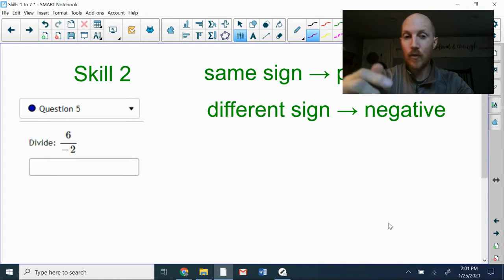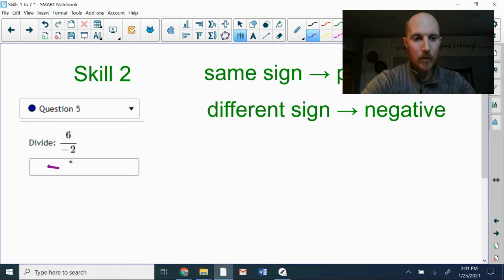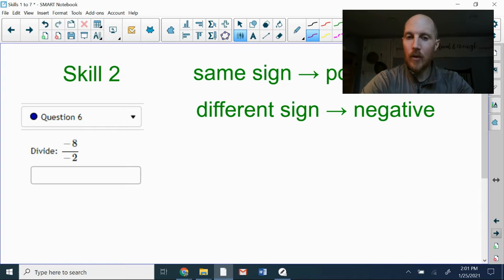Question 5, division. It's the same skill, dividing 6 divided by -2. So first I look at the signs, +6, -2. Those are different signs. So I'm going to get a negative answer. And then the numbers, 6 divided by 2 is 3. Question 6, also dividing, negative divided by a negative. So these are the same signs. So my answer will be positive. Again, this probably will confuse WAMAP if you type the plus sign in there, but I do know it is a positive answer. Now I can look at the numbers. 8 divided by 2 is 4.